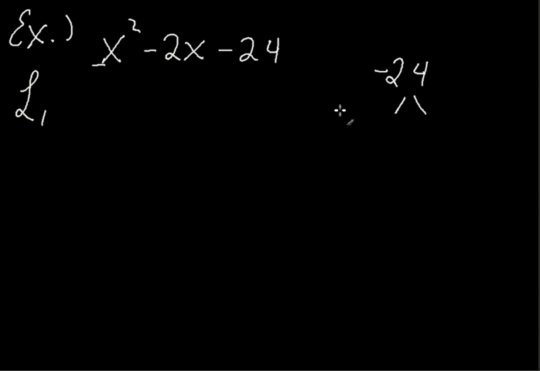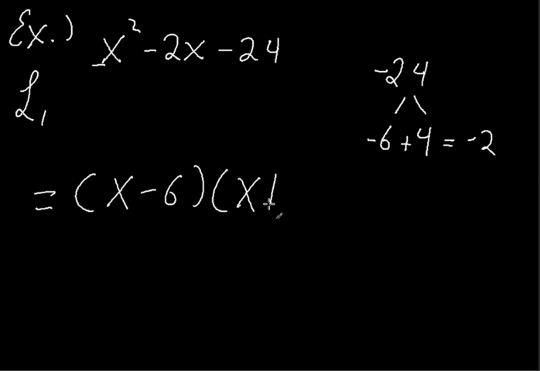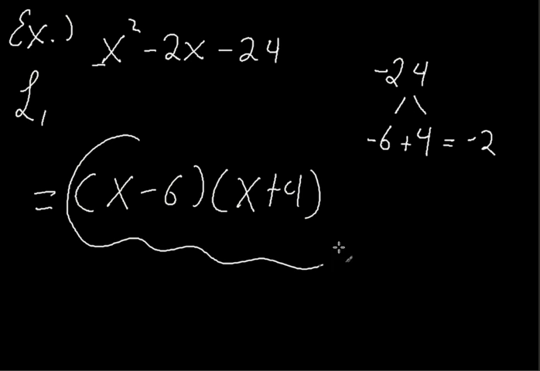How can we manipulate that so it works? I think 6 and 4 are going to work. I need them to be opposite signs, and I need the sum to be negative 2. So I'm going to make the bigger one negative, and that makes this negative 2. So I think we've got the answer: x minus 6, x plus 4. I claim this is the final answer. If you redistribute this, you'll get the original trinomial back. So we've factored this.